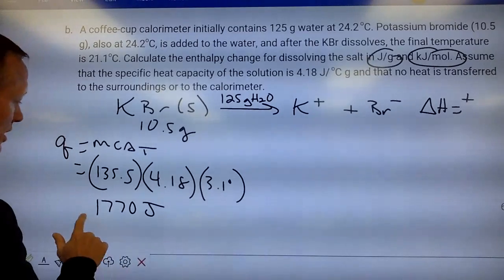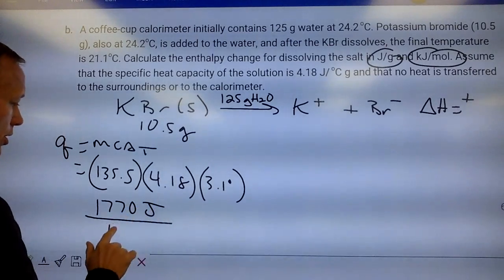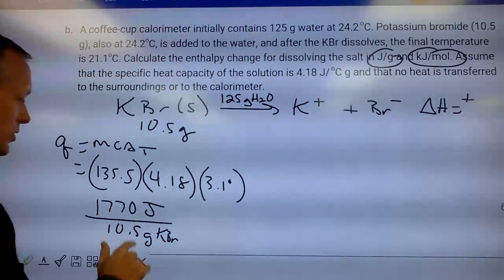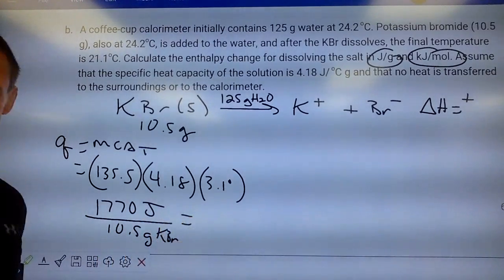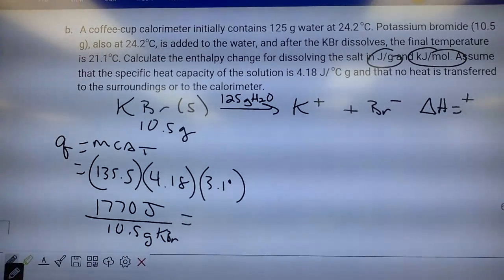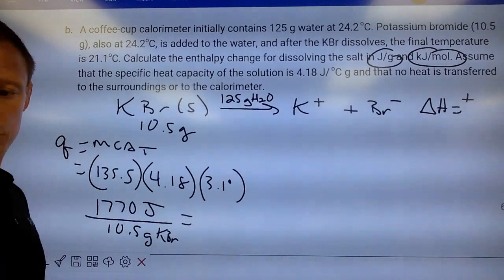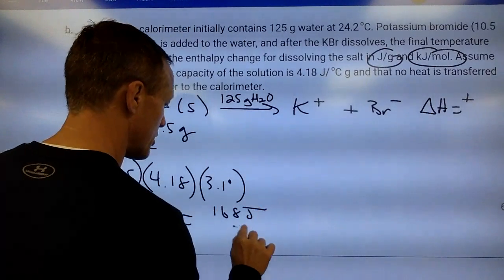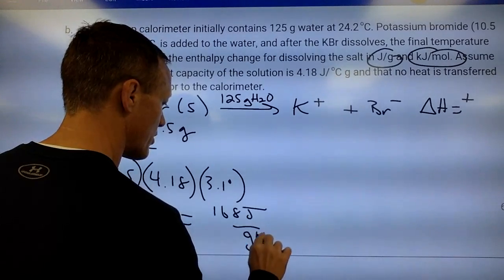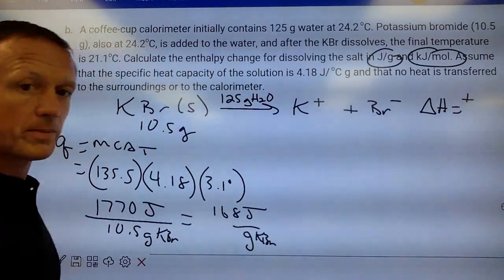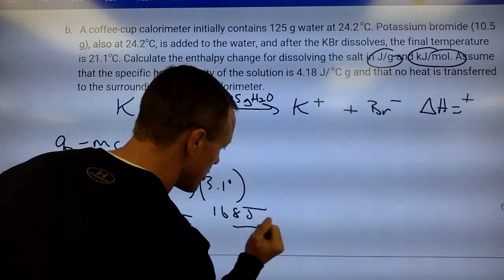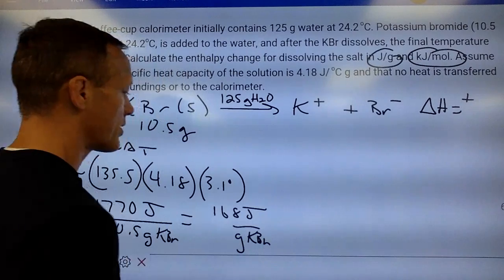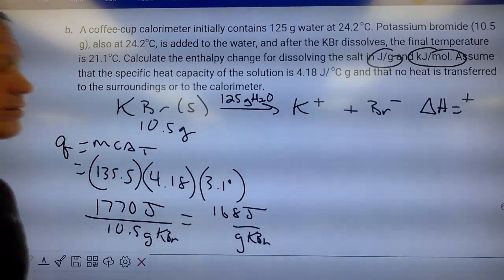And it wants to know joules per gram. Well, that is the number of joules per 10.5 grams of KBr that dissolve. So if I divide this by this, that would tell me my joules per gram, and that would be 168 joules per gram of KBr. That's the number of joules per gram of KBr. So that's one answer I want.